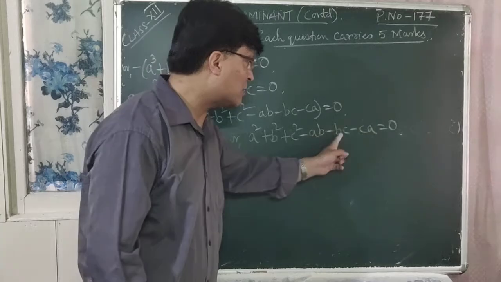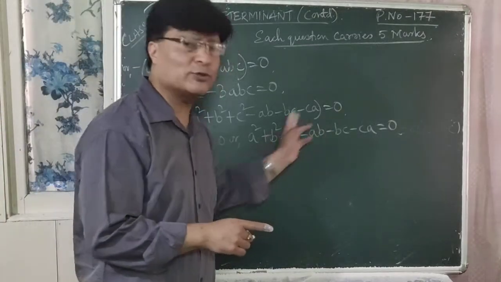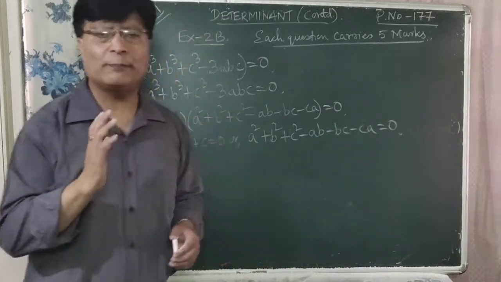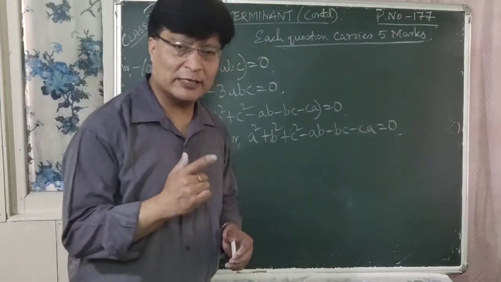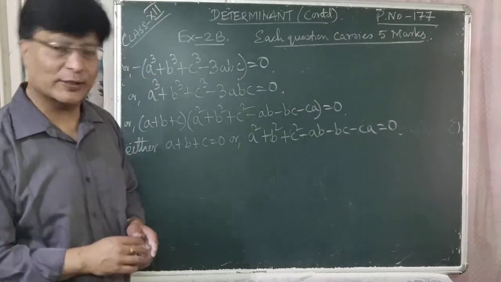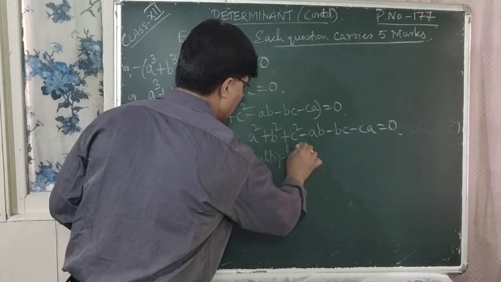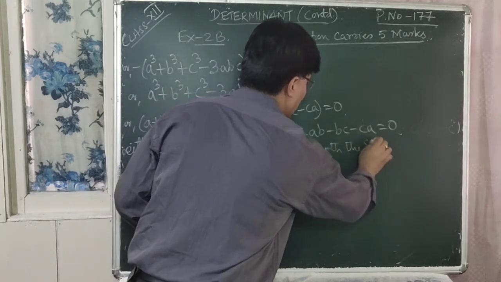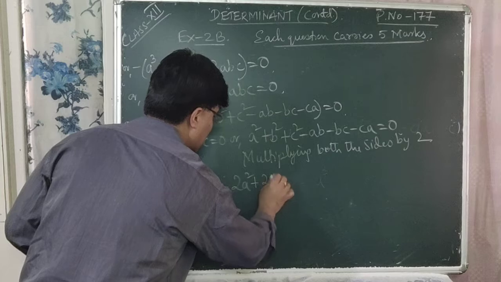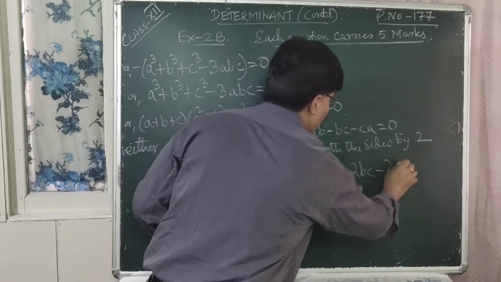So if you multiply these three terms by 2, you should multiply a square plus b square plus c square also by 2. If you multiply the left hand side by 2, you should multiply the right side by 2. That is, you have to multiply both the sides by 2. So why are we multiplying both the sides by 2? To convert it into the form of a square minus 2ab plus b square, which is equal to a minus b whole square. Okay. So now write, multiplying both the sides by 2, right? So therefore 2a square plus 2b square plus 2c square minus 2ab minus 2bc minus 2ca is equal to 0, right?